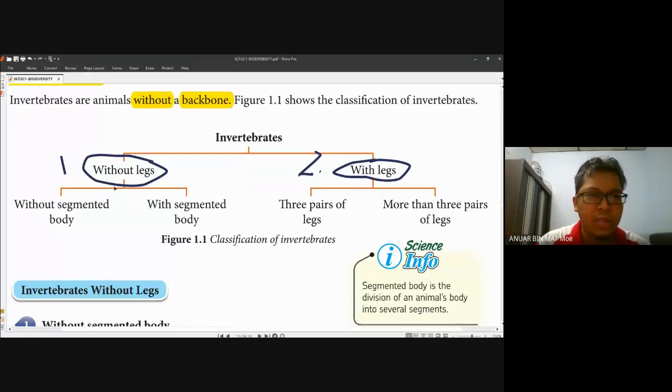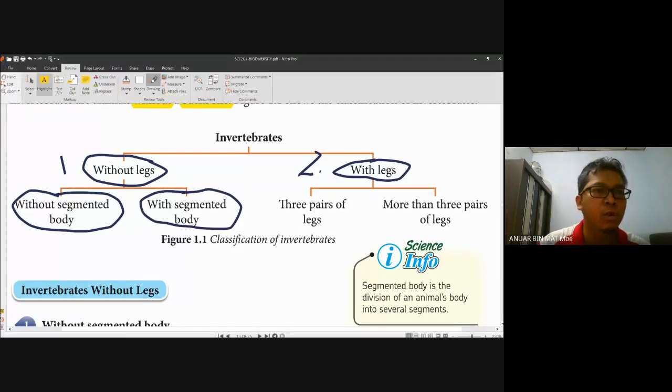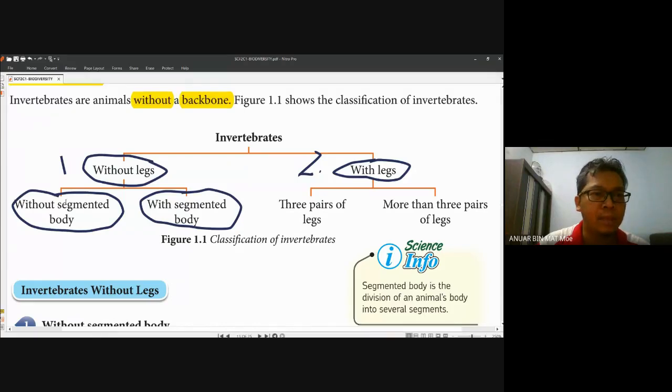Okay, without leg, we can further classify it with two characteristics: without segmented body and with segmented body. After this, we're going to look at what is the meaning of segmented body, and then with or without segmented body. Okay, can you understand this?